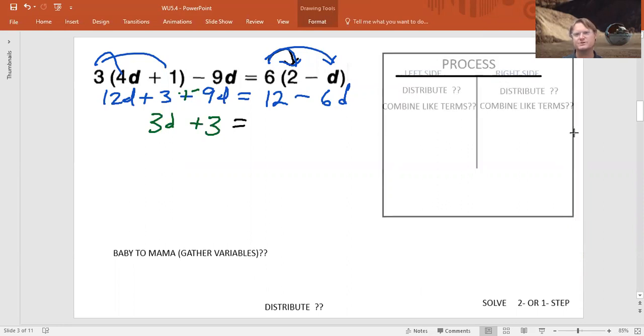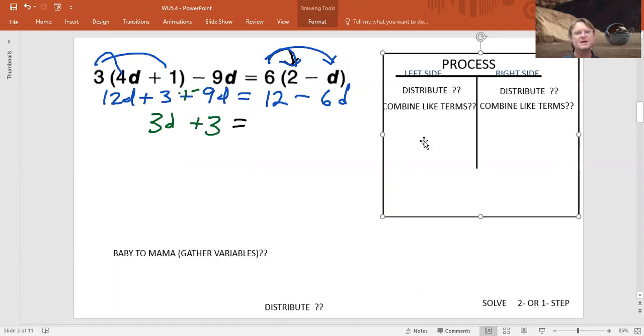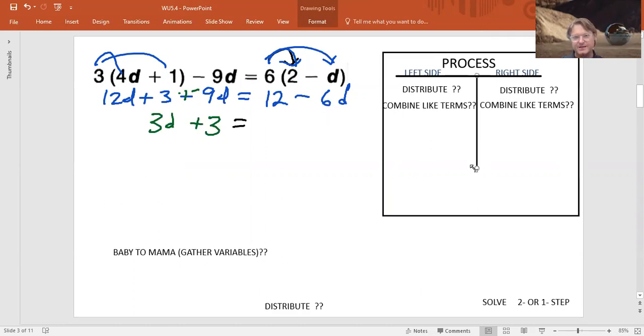What are you talking about, Mr. Waitley? Just watch. Now, I'm going to check on the right side. Is there any example of an area or any terms that we can combine to call them like terms? Oh, beans, why is that line crooked? Anyway, oh well.